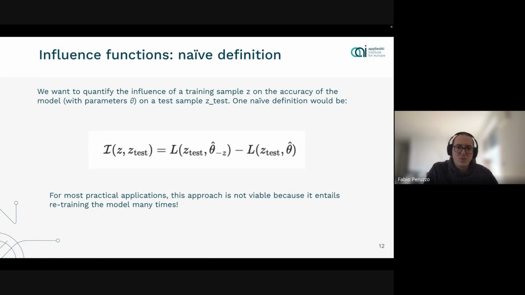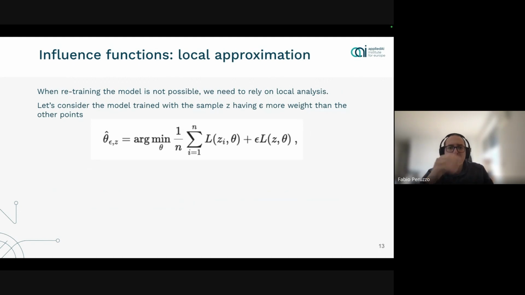which is something we don't want to do. This is way too much. You can think for large language models, already training the model once is millions of dollars of costs, and you don't want to repeat it just to assess the importance of a single training point. So what we can do with neural networks is that we can rely on local analysis, because neural networks are great because we can backpropagate and analyze the weight space locally at least.